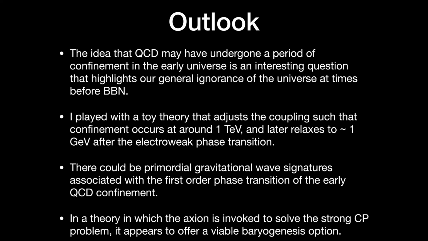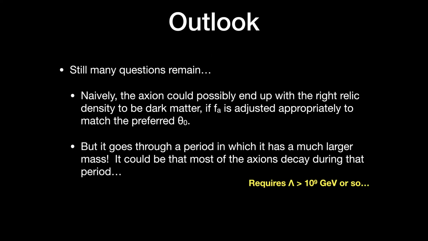In a theory where the axion is invoked to solve the strong CP problem, it appears to offer a viable baryogenesis option as well. There's lots of questions that still remain. Naively, the axion could possibly end up with the right relic density to be dark matter, if f_a is adjusted appropriately to match the preferred theta initial. It does go through a period where the axion has a much larger mass, right? The axion mass gets scaled up along with everything else when QCD's scale gets increased. If you were to scale up lambda QCD as big as 10 to the 9 GeV or so, it would be large enough that most of the axions would decay during that period. Now, I was imagining lambda QCD being more like a TeV, and so then you would expect the axions would just start oscillating. They might go through some period of matter domination, but they would not have time to decay.